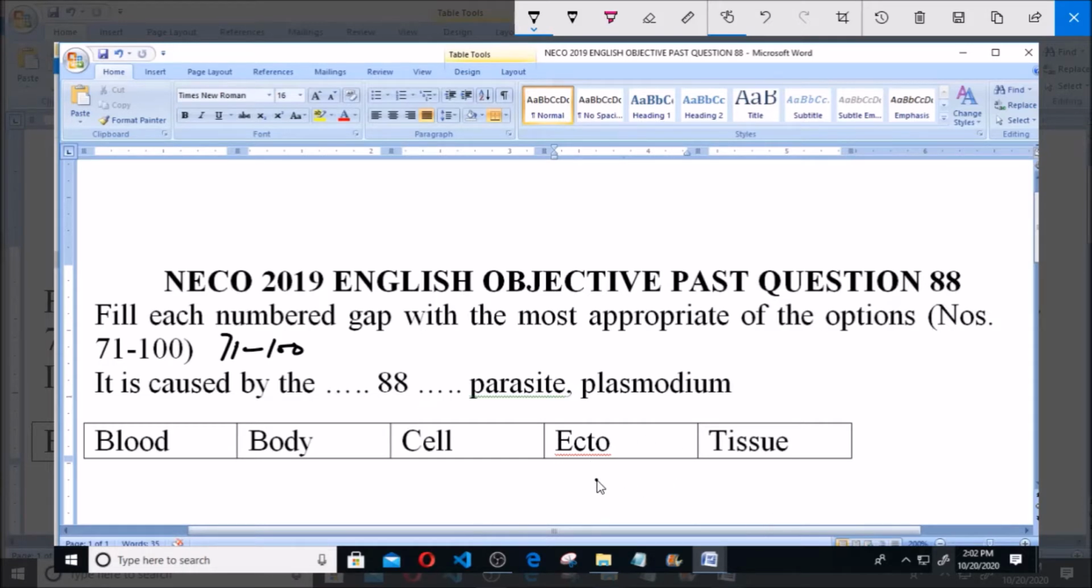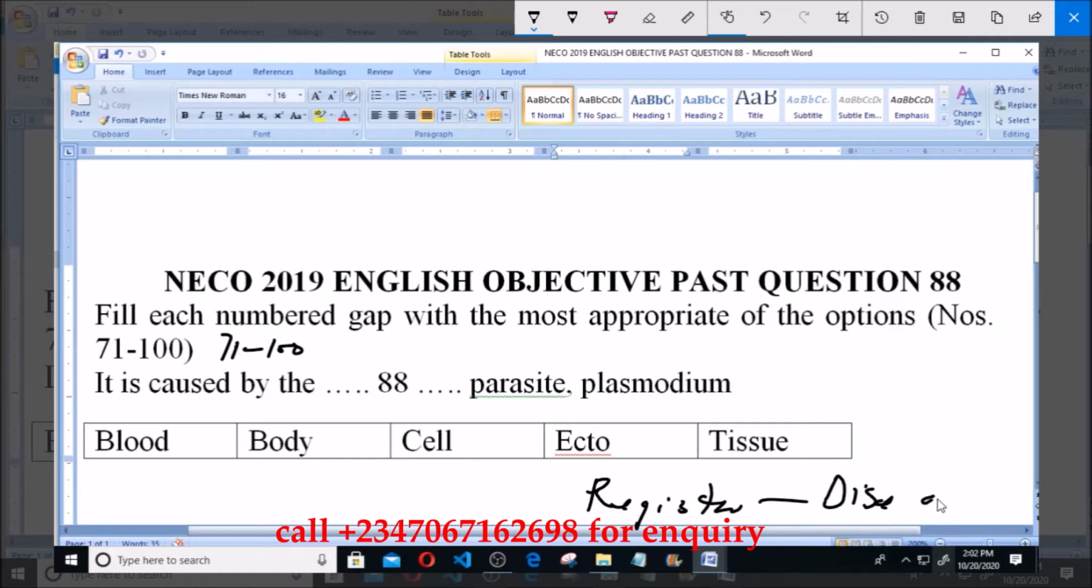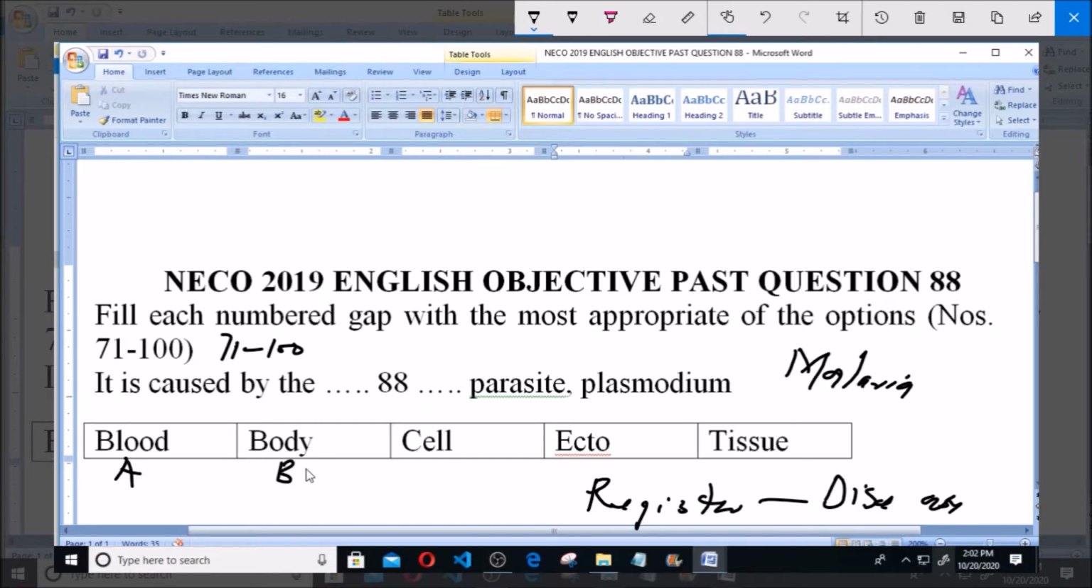Now remember that we say that this question is under register, and the register we're considering is disease. So it is caused by the dash. It is caused by the dash parasite plasmodium. And remember that we are talking about malaria. Malaria is our focus under this register, and we say option A blood, option B body, option C cell, option D ecto, option E tissue.